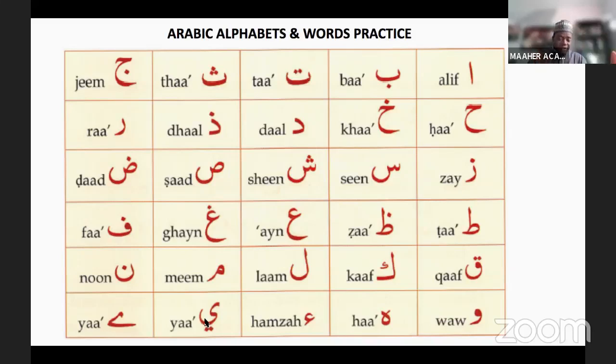However, the Quran letters are 29. The Tajweed Quran letters are 29. Okay, so the alif to the hamza. So why is it 29? Some people will say it's 28.